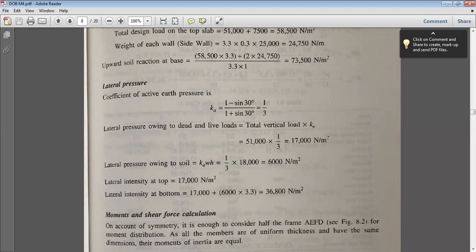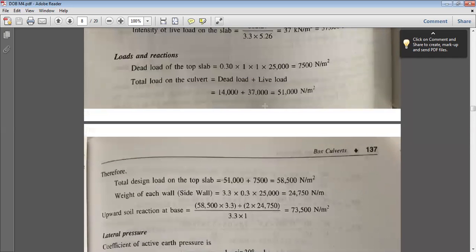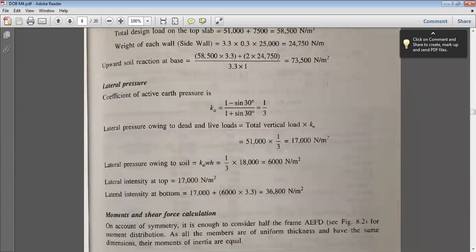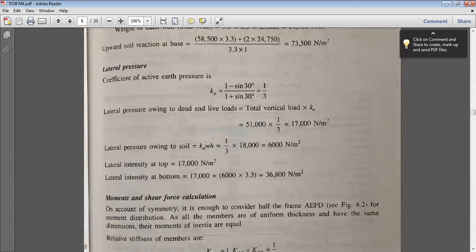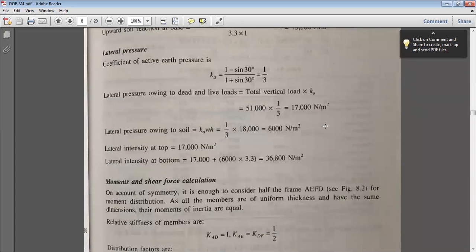He has given you the angle of repose, that is 30 degrees, so it will give you Ka = 1/3. So lateral pressure owing to dead load and live load is total vertical load into Ka. Total vertical load we have is 51,000, times 1/3, that is 17,000 Newton per meter square.